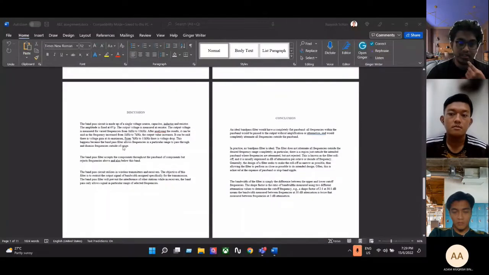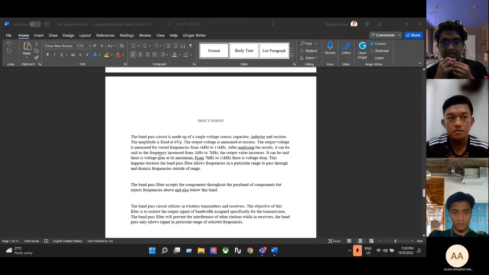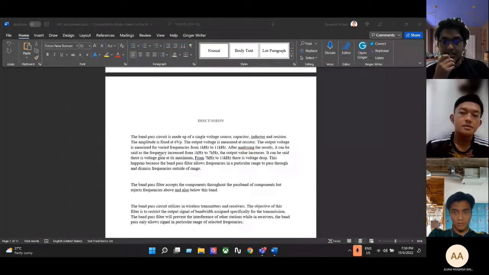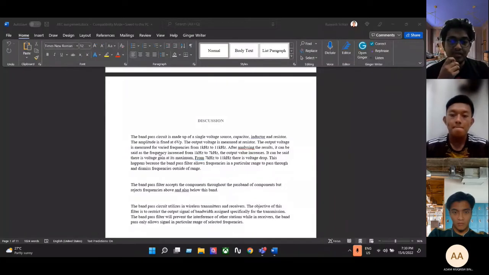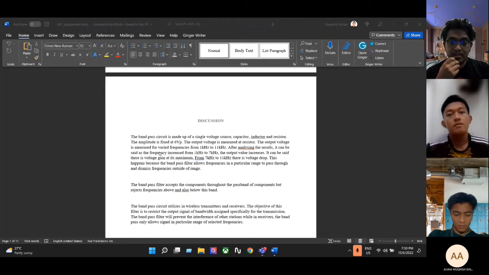Okay, for the discussion, the bandpass circuit is made up of a single voltage source, capacitor, inductor and resistor. The amplitude is fixed at 6 volt, 6 Vp. The output voltage is measured at the resistor. The output voltage is measured for varied frequencies from 1 kHz to 11 kHz.